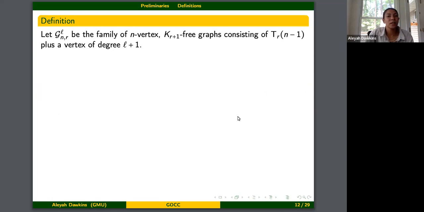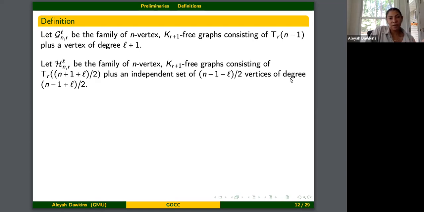So before we get into the proof, let's talk about the extremal graph families that our extremal graphs can live in. So for lower values of n, we actually have another extremal graph option, which we'll talk about. So the two families that we have are what I'll call the G family, which is the family of n-vertex K_{r+1}-free graphs consisting of the Turán graph on n-1 vertices plus a vertex of degree L+1. And the second family, which I'll call the H family, is going to be the family of n-vertex K_{r+1}-free graphs consisting of the Turán graph on (n+1+L)/2 vertices, plus an independent set of (n-1-L)/2 vertices of degree (n-1+L)/2.